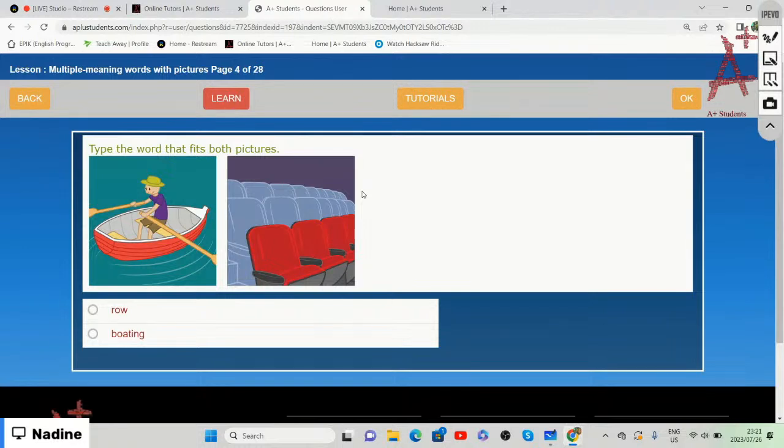All right, and then we have row or boating. We need to choose between row or boating. It is a man that is in his little boat, and then we have seats, and they're showing us the different rows that you need to walk down when you are either in a cinema or in a specific place where you need to watch a show. So is it row or boating?